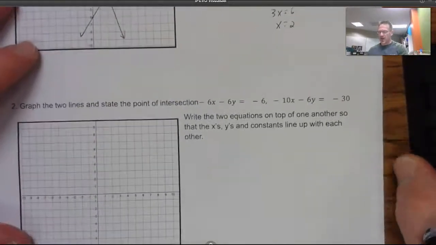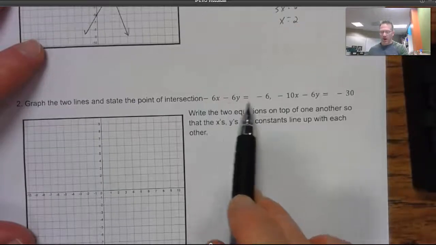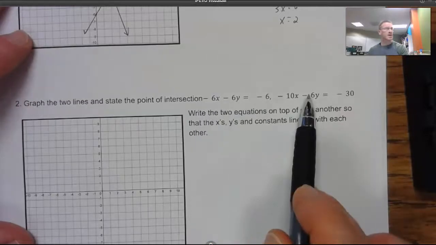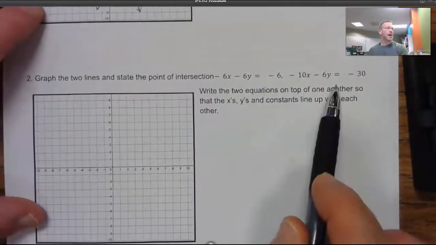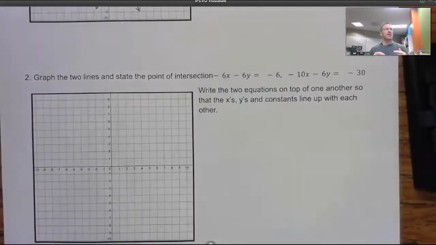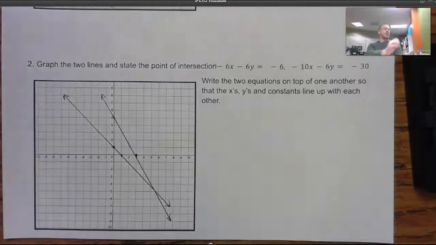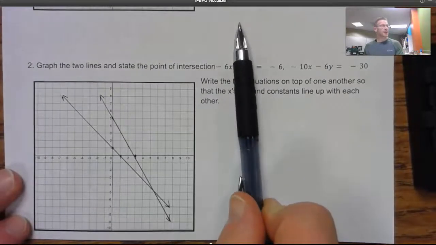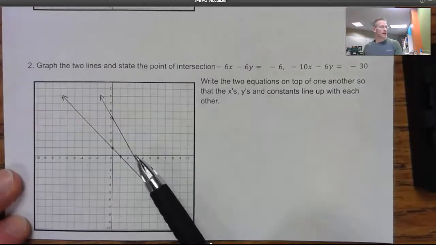All right, so now let's move on to problem 2. Once again, I'm going to have you graph both lines here. Now notice this is -6x. The spacing's a little weird here, but this is -6x minus 6y. So I would like you, once again, to pause the video, graph these two lines, find out where they intersect, flip the video back on, and we'll see how you did. All right, so hopefully for your first line, you find your x-intercept, -6 times 1 is -6.